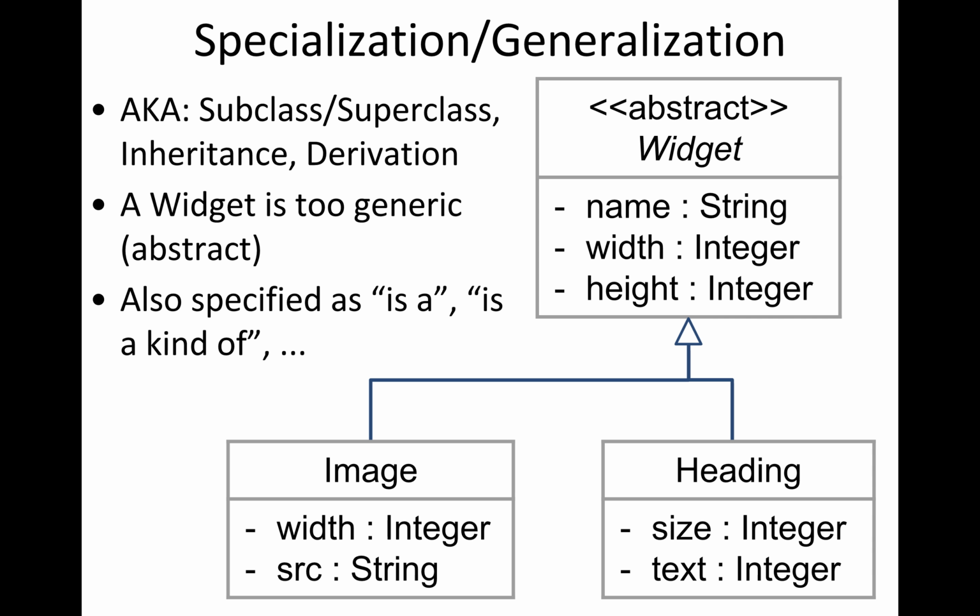Specialization and generalization is the idea that multiple classes might share several attributes. For instance, you might have the image widget and the heading widget, both of them having in common that they both have a name, a width, and a height. So instead of replicating that over and over in both of them, you grab them and put them at a higher level class. Now this higher class, this base class, might be one that you could actually have an instance of.